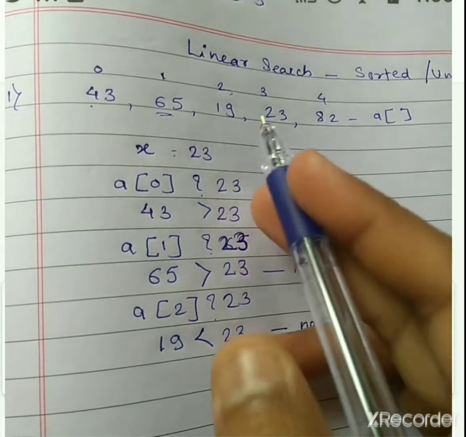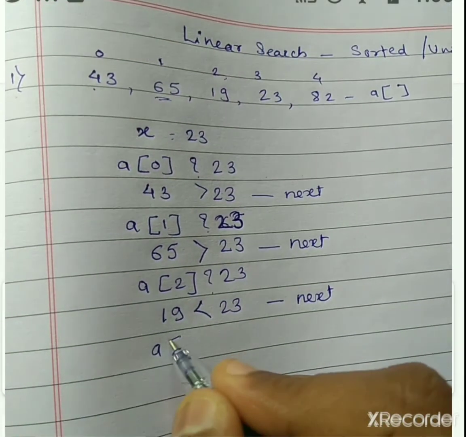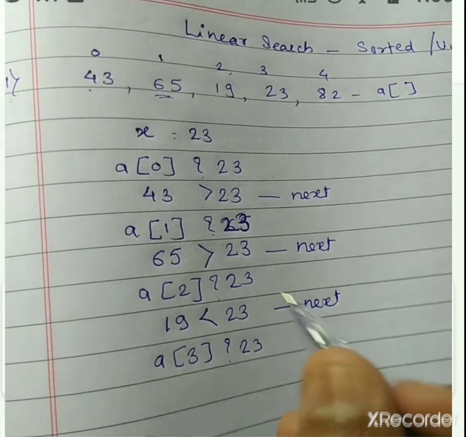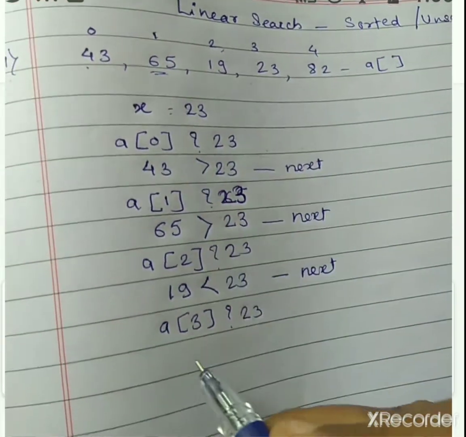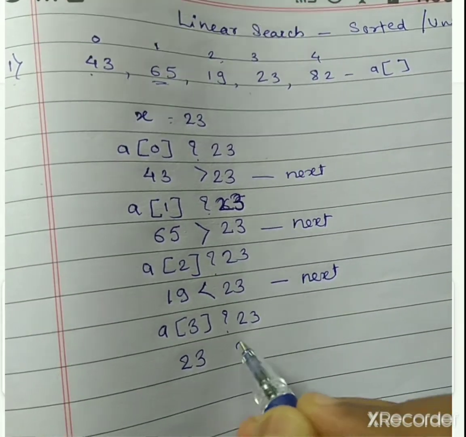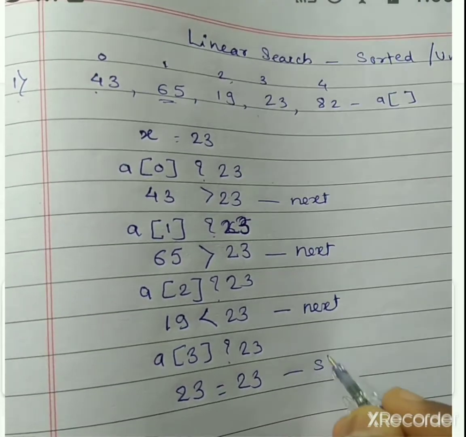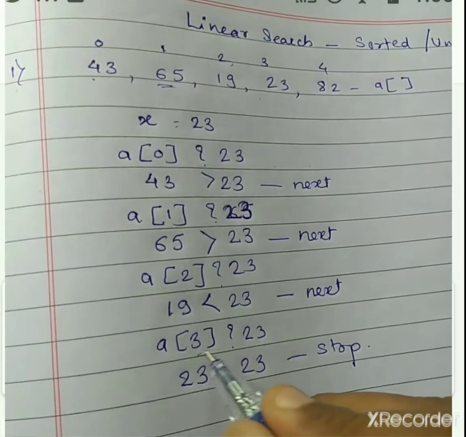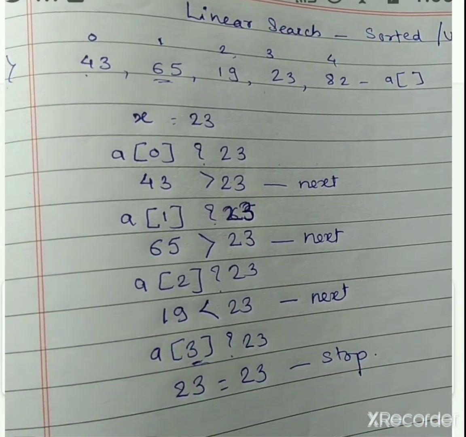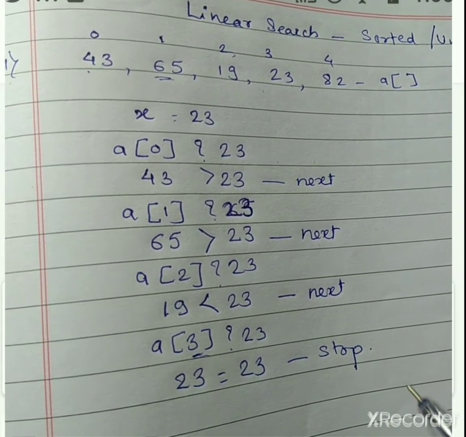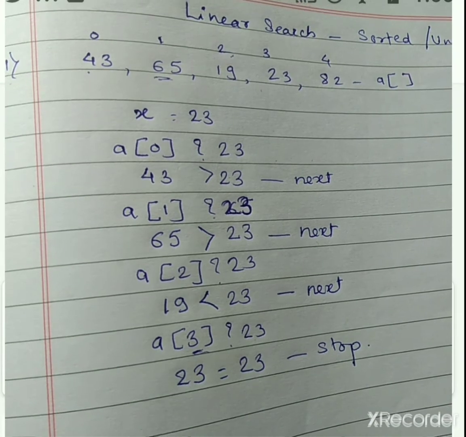Next, the position is A of 3. We compare the element 23 with A of 3. A of 3 here is the element 23. So 23 compared with 23 matches, and we stop the search here and declare that the element 23 is present at the third position. Okay, so this is a simple linear search method for the unsorted list.